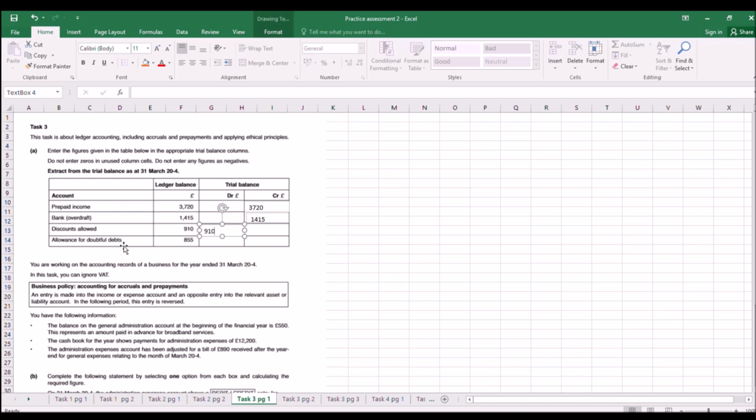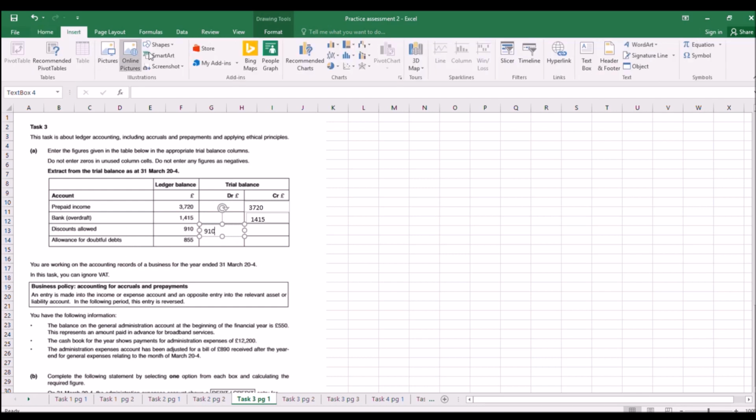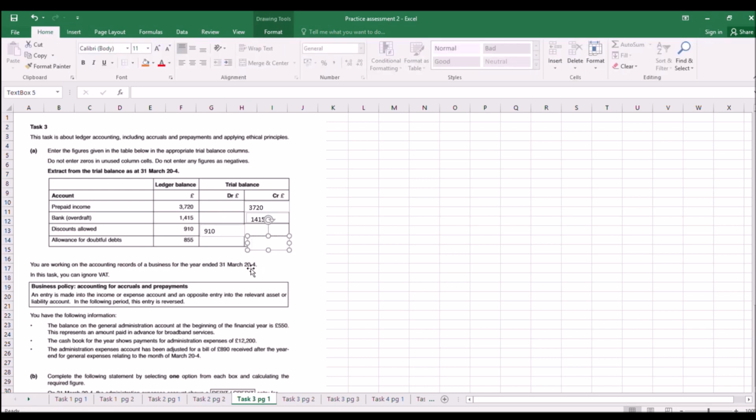An allowance for doubtful debts. Basically we have our debts, which will be a debit because that will be an asset. The allowance for doubtful debts is a reduction in that asset, so a reduction in the asset is a credit. So that will be how our figures look for that one. So that's the open bit of task A.